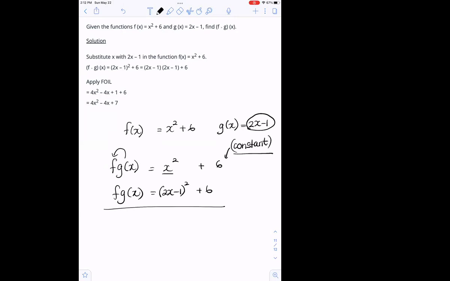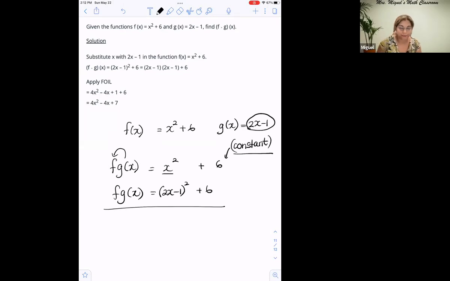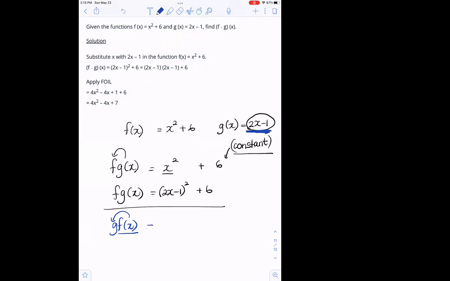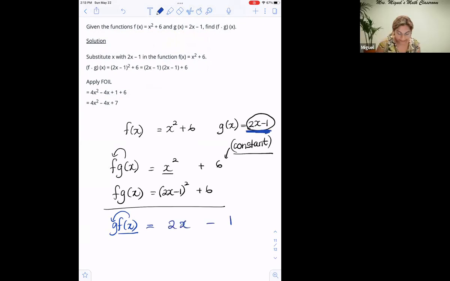Yes, ma'am. Now, what about if they ask for g of f? So if they ask for g of f, so let's do this in a different color. Now, my f function is the inner. So I'm putting inner into the outer. So I will start by writing the g function. This is a constant. This is a constant. That doesn't change. That already has a numerical value. So I could substitute for x, this whole thing.